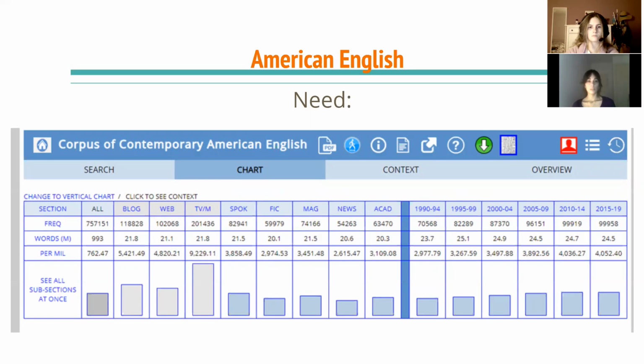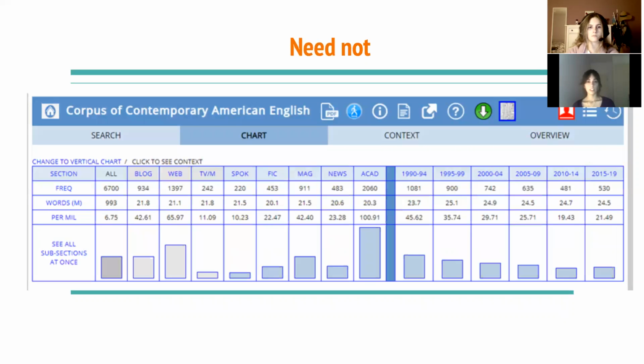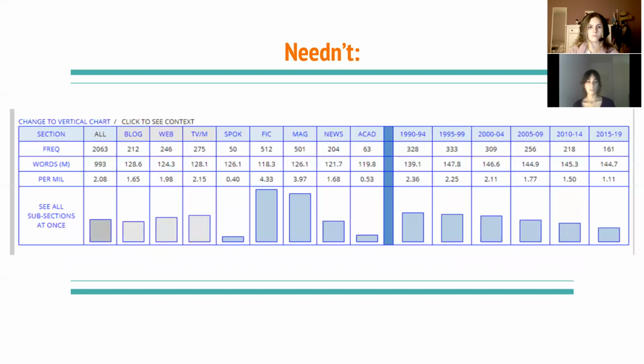Now we have the example of American English, thanks to the Corpus of Contemporary American English, and it has a lot of similarities with British English. For need, we see that it is almost equally used in the spoken register as in the academic one. Then we have need not. As I said before, in British English, it is more used in the academic register due to abbreviations. And lastly, we have needn't, and we can see that it's used only in fiction novels and in magazines.